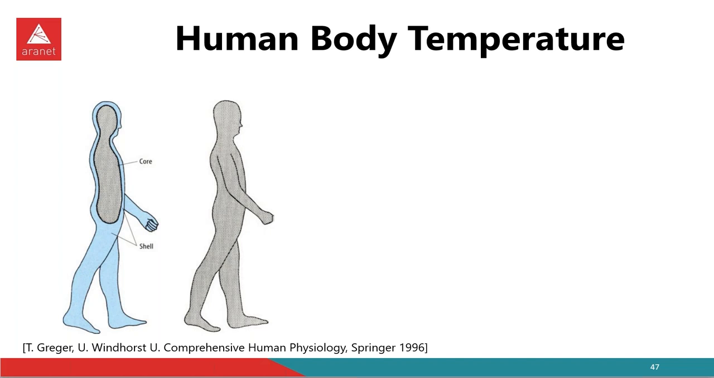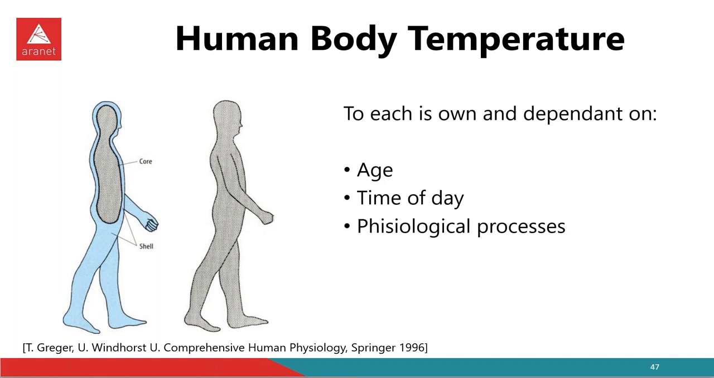But the thing is that most measuring devices, in fact all of them that are not invasive, more or less measure the shell temperature. So it is important to understand these differences, and important to understand what you need to make a correct measurement. The human body temperature, we each have our own one, and it depends on a lot of aspects like age, the time of day, your physiological processes, whether or not you've had any physical activity, and other things. So it is not constant. It differs throughout the day. So these are all things that you have to keep in mind.